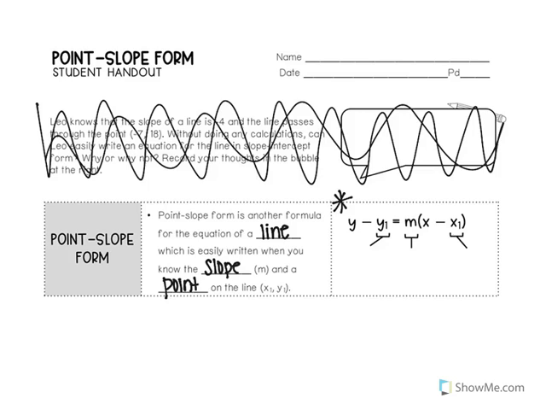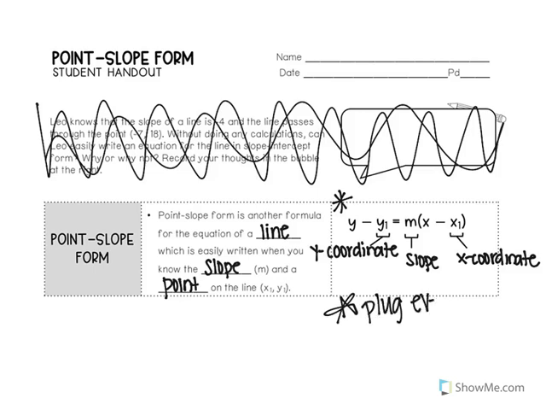Right here we have the point-slope formula, and we want to make sure we know all the vocabulary parts. y1 is going to be your y-coordinate. M is your slope, and x1 is your x-coordinate. What we will do is we will plug everything in. All right, so let's practice that.